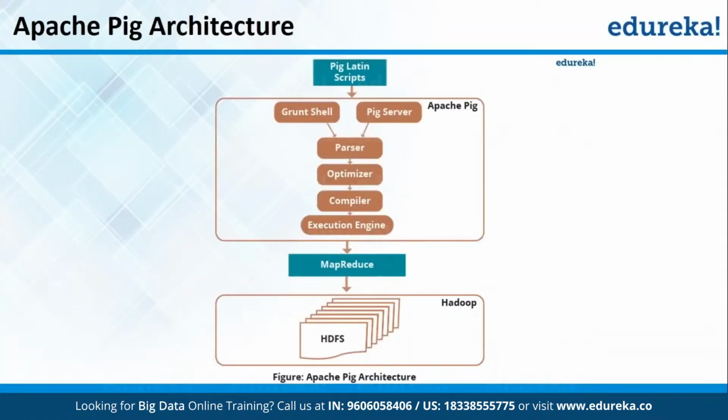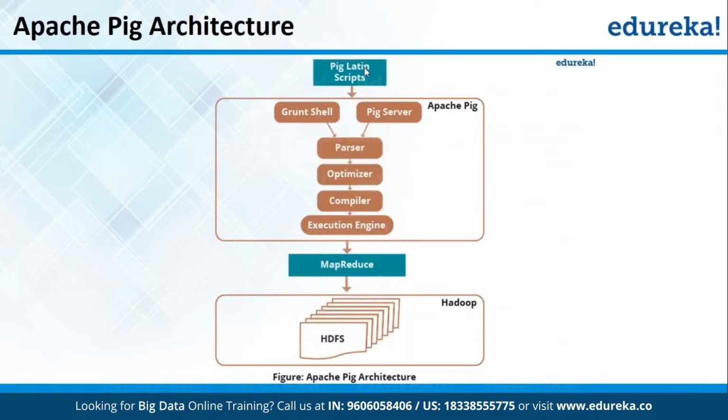The architecture of Apache Pig is very simple to understand. You have Pig Latin scripts that you can write for executing your queries over the big data. These scripts can be executed through the grunt shell, which is nothing but the native shell provided by Apache Pig to execute the Pig queries. You can also submit a Pig Latin script through a Java client to the Pig server and execute it over Apache Pig.